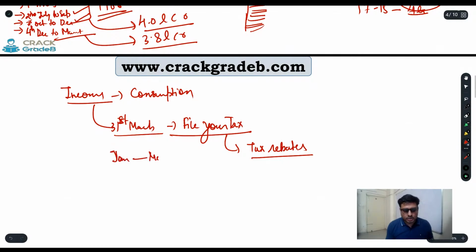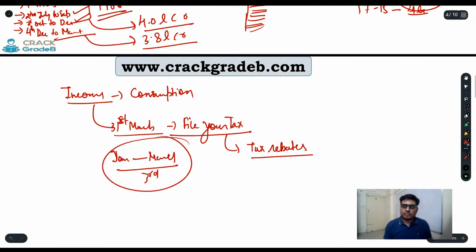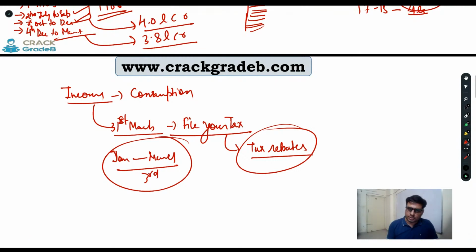So generally in the last quarter, from January to March, most people, individuals as well as firms, will try to go for tax savings, right? So that they can avail all the facilities provided by the government in terms of tax rebate. So for them, this is the March rush.